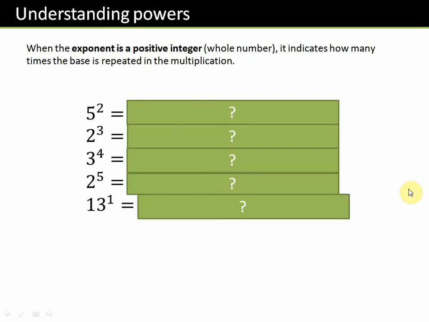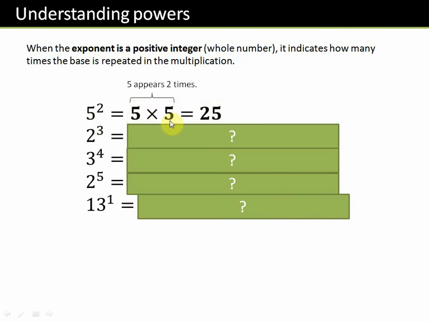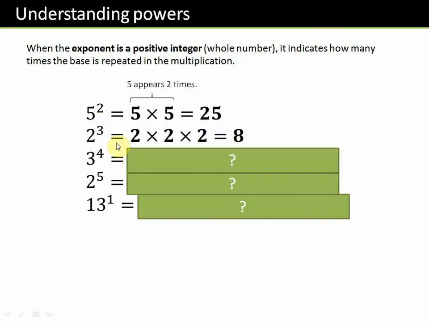Next, moving on to understanding the power. If we say 5 power 2, this means that we have two 5's. Then 5 multiplied by 5 becomes 25. And if we say 2 power 3, it means that we have 2 three times: 2 one time, 2 two times, then 2 three times, so it becomes 8.